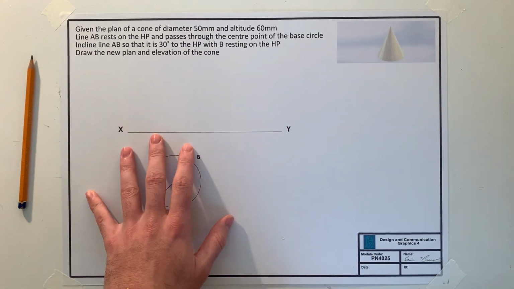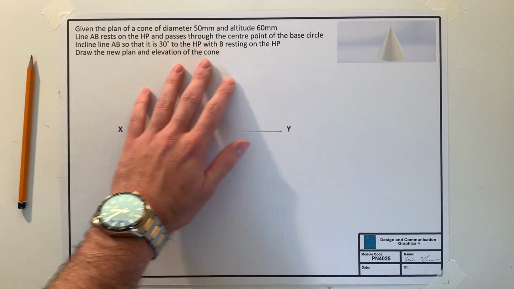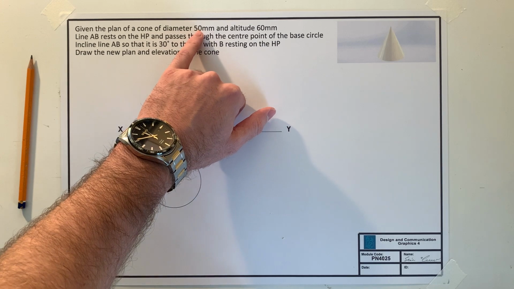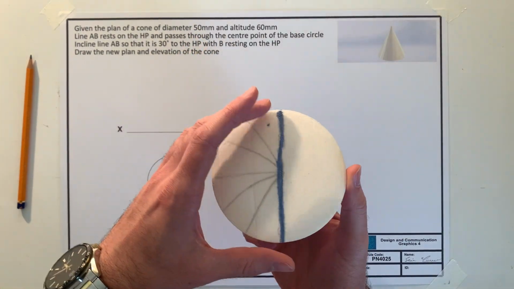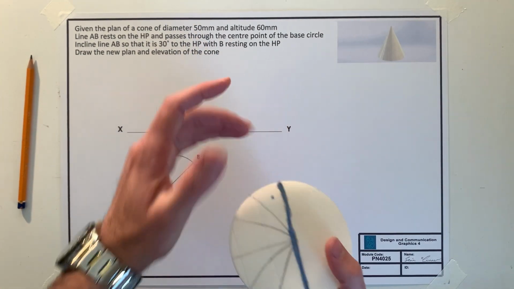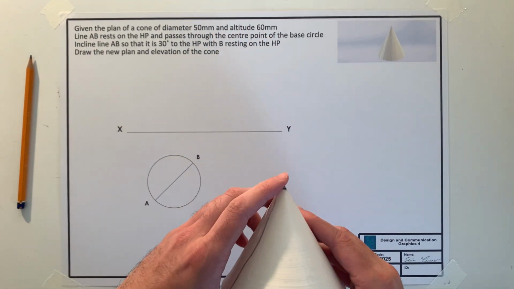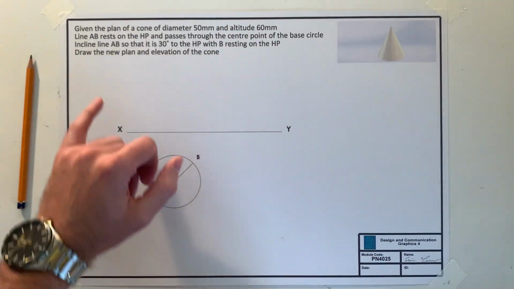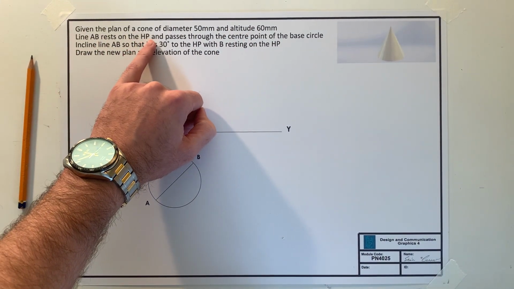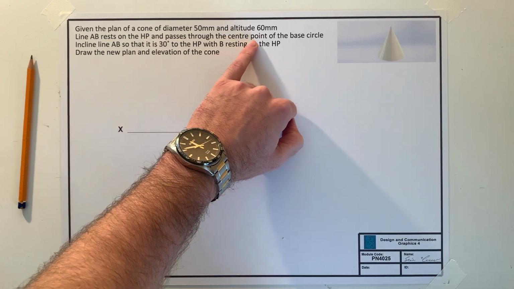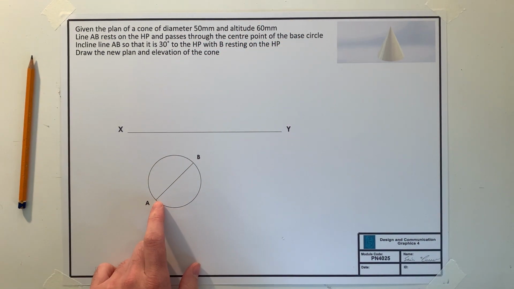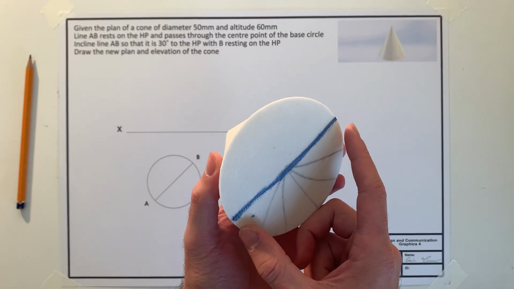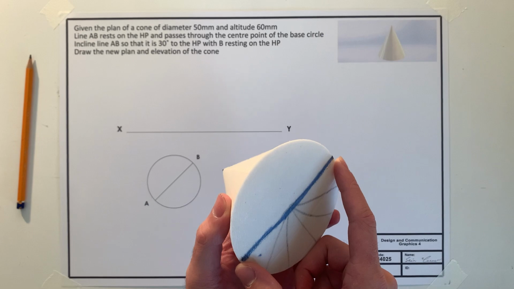So to basically break down this question, what we'll do first of all is we'll have a look at what the question is asking. So given the plan of cone of diameter 50 millimeters, so that's the base circle here, the diameter from side to side is going to be 50 millimeters, altitude 16 millimeters, so that's going to be from the apex all the way down to the base cone like so. Line AB rests on the horizontal plane and passes through the center point of the base circle. Okay, so we have our line AB here. It's going to be traveling through our base circle from either end like so.